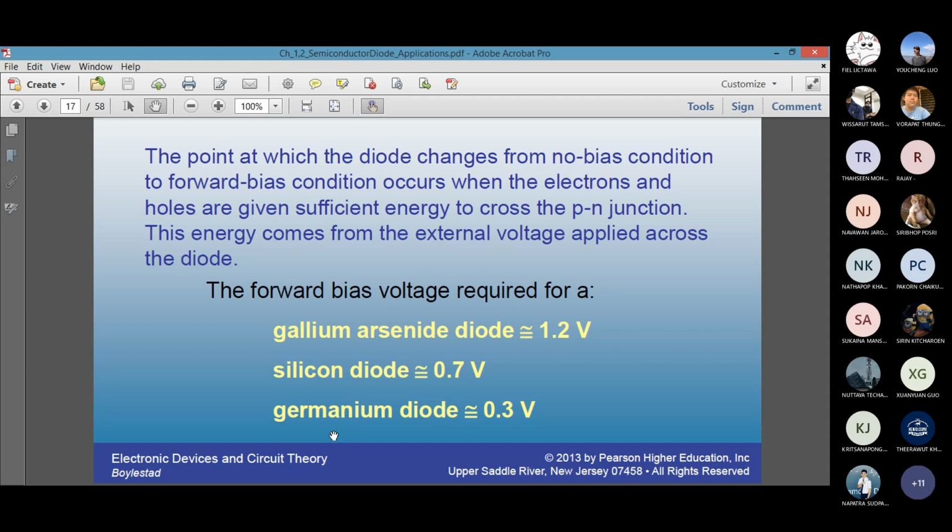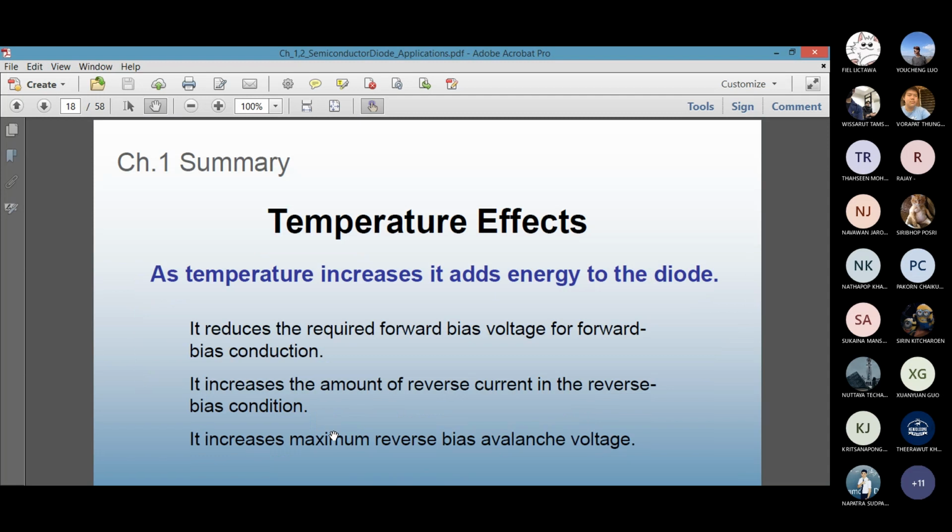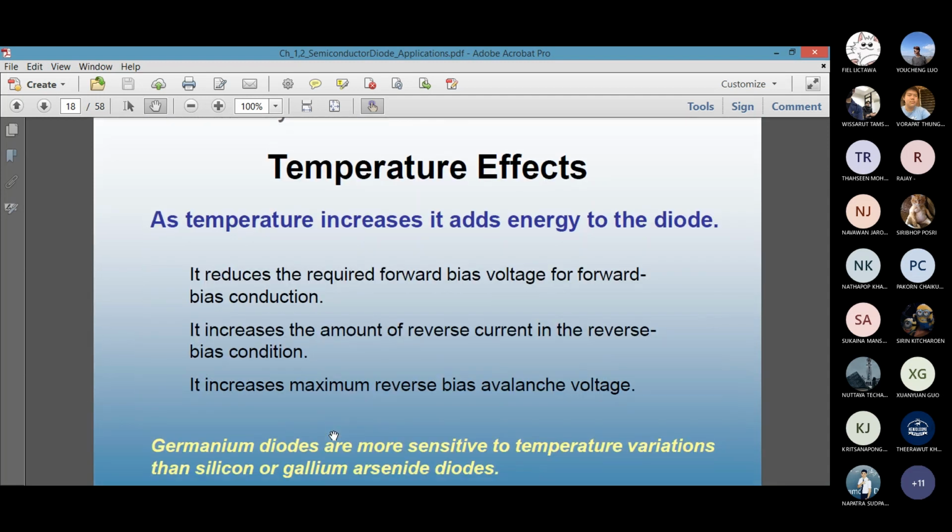If you increase the operating temperature, the electrons and holes are already energized, so they may need a little bit less in this case. As temperature increases, it adds energy to the diode, so it will reduce the required forward bias voltage. Instead of 0.7 volt, maybe at 0.6 volt the silicon is already conducting when you have an elevated temperature.